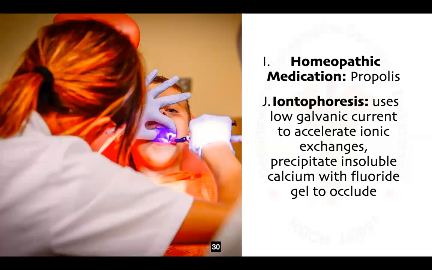Next is homeopathic medications like propolis. Last is iontophoresis. In this, we use a low galvanic current to accelerate ionic exchange. It precipitates insoluble calcium with fluoride gel to occlude. Just remember the name. I'll quickly show you the video on iontophoresis so you can just think about what the procedure is.